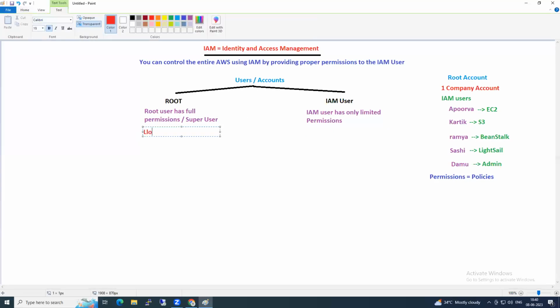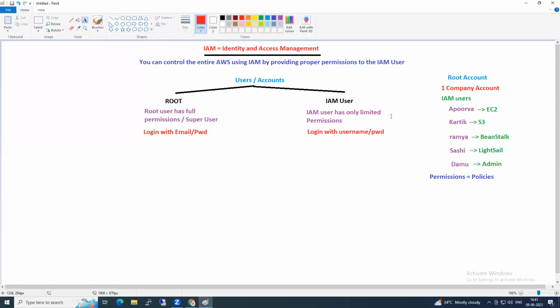So guys, if you are logging in with email ID and password, that is the root account. If you are logging in with username and password, that is an IAM account. Okay?